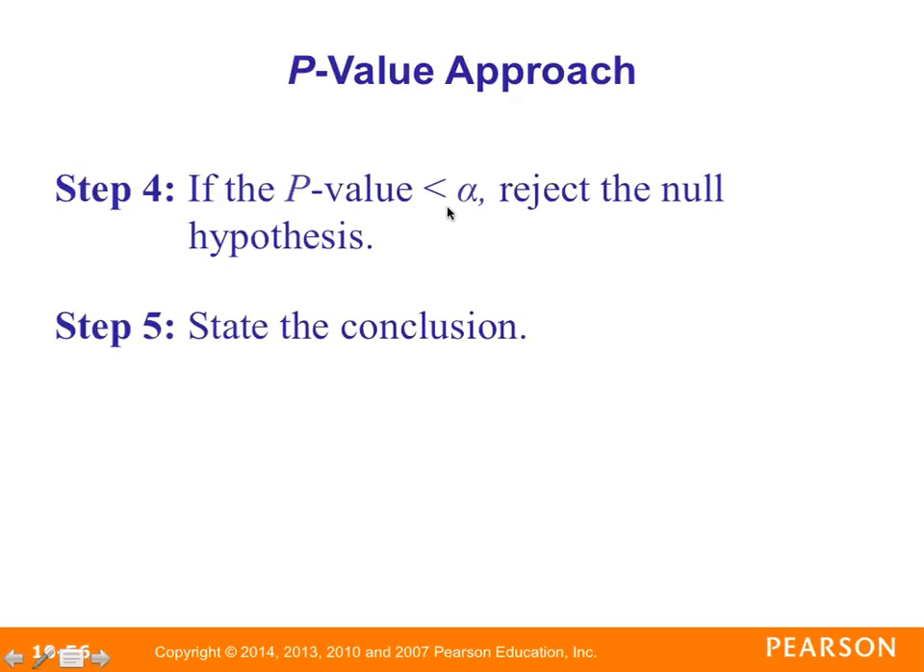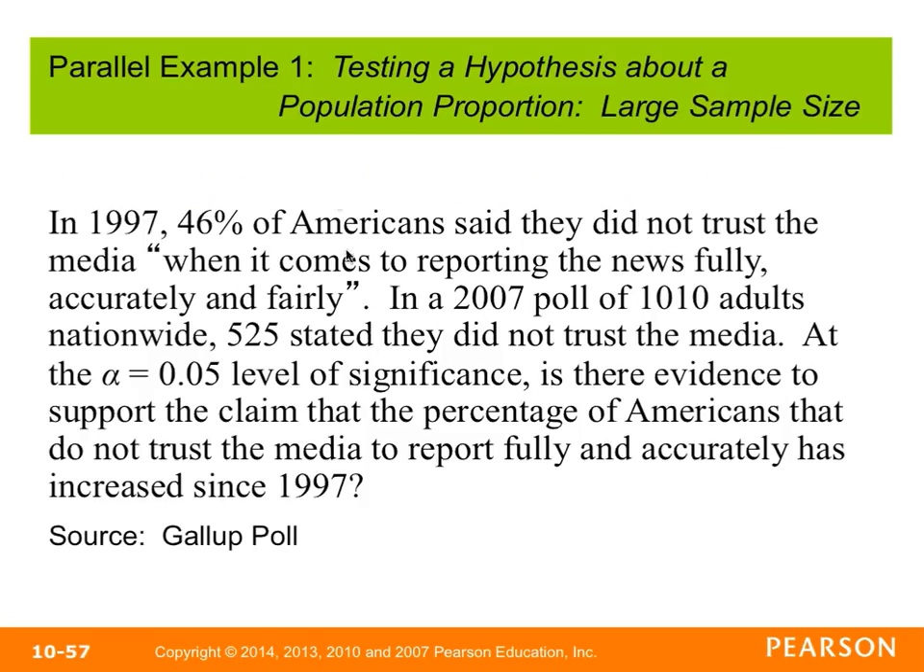Now, if your p-value is less than your alpha value, then you reject the null hypothesis, and then you go ahead and state a conclusion, which normally starts with either there is sufficient evidence or there is not sufficient evidence.